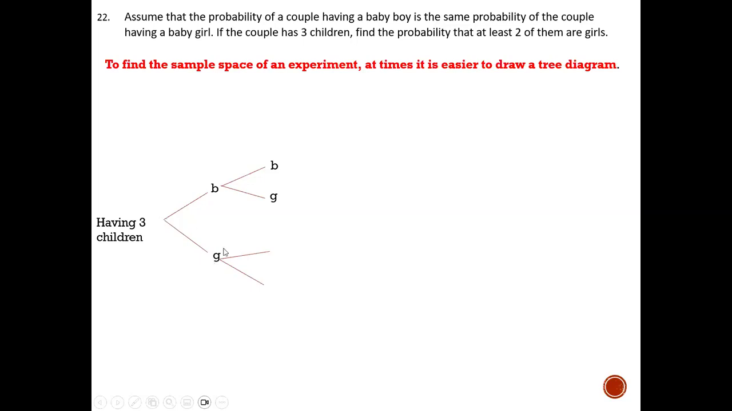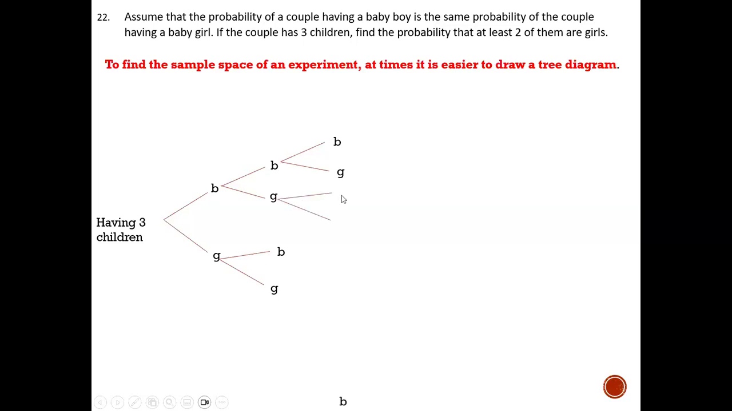So here, let's say I had a girl. After having the girl, what are the next options for the second one? Also a boy and a girl, okay? And then again, if we follow any of these, this represents our first option. These represent our second possibility. And now for the third one, if we branch out, right? What are the possibilities for the next ones? A boy or a girl as well.